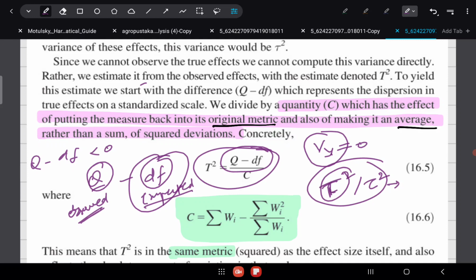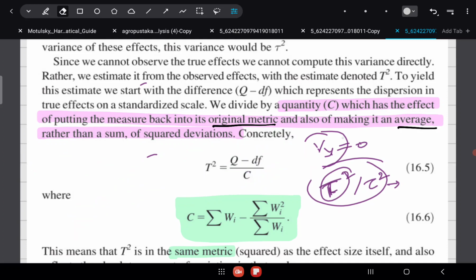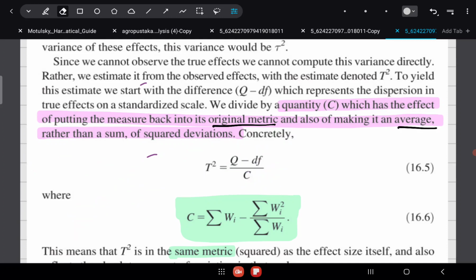So it is a sum, and it is not very intuitive to think about a statistic which is a sum. Because of these two reasons, we want a statistic which gives us a more intuitive idea about how much dispersion there is in the original metric. Okay, so that is why we need the tau-square statistic. There are two great properties of this tau-square statistic. This is all that is practically important for you to understand.